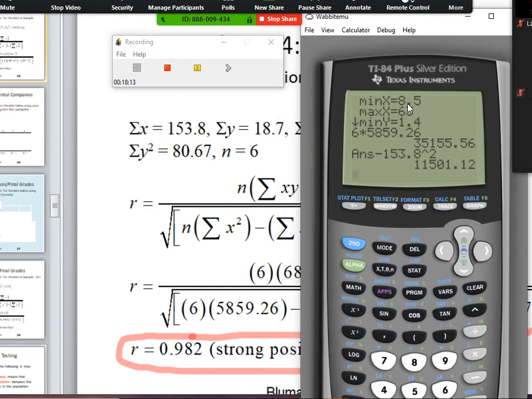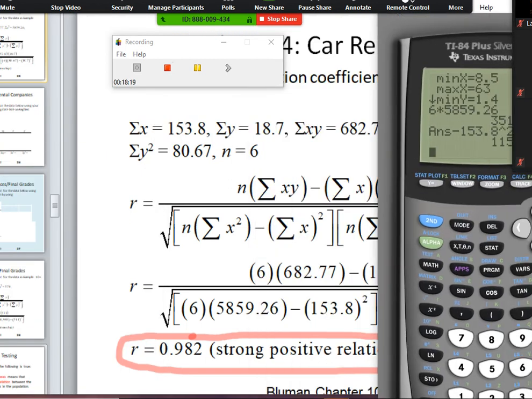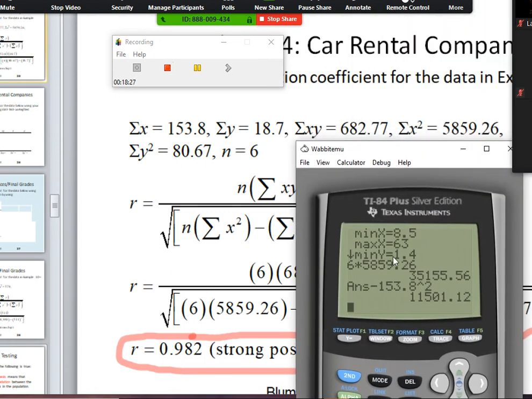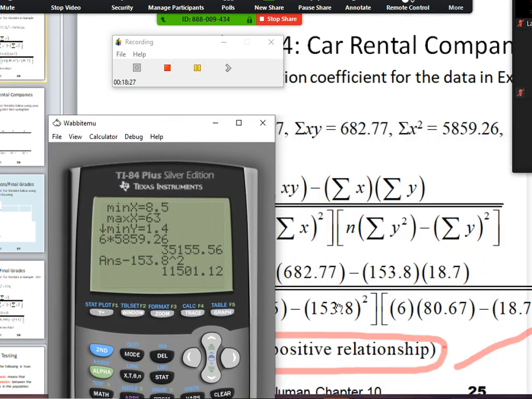Okay. So yeah, the bottom part, I would do them in pieces. So you see how you have this part right here inside of the brackets? I would just do that first. So 6 times 59.26, I found that. And I subtracted the other part squared, minus 153.8 squared. So that's what I got for the lower part here.